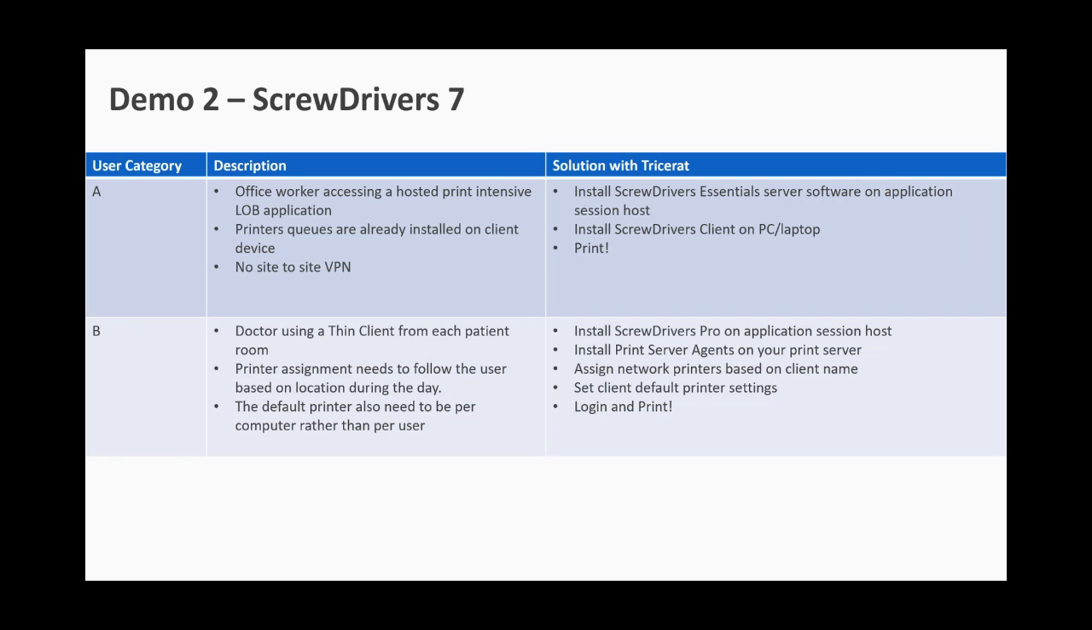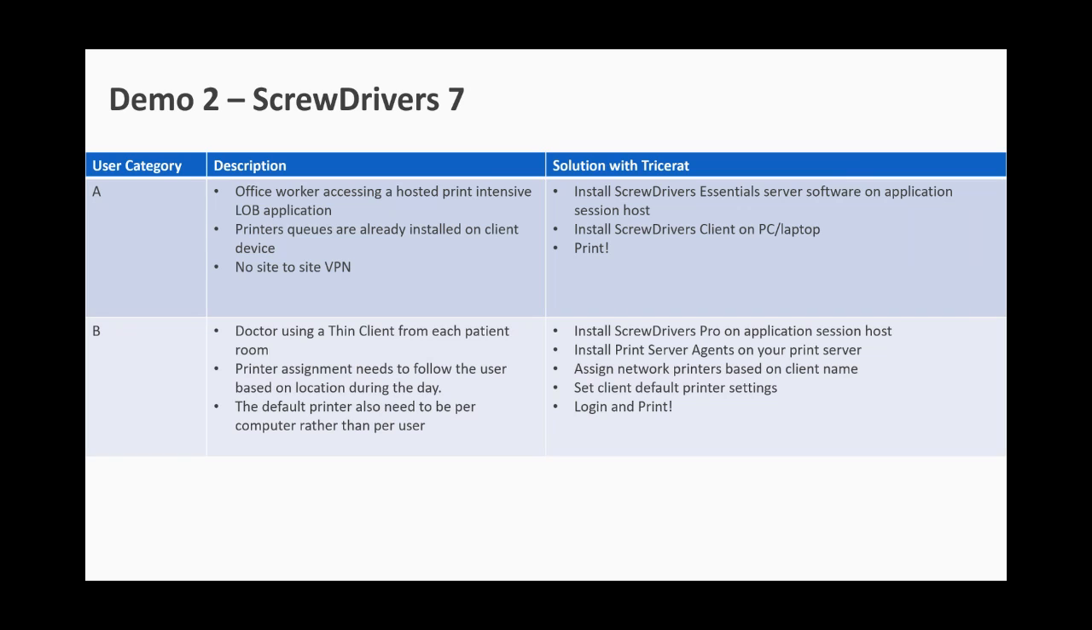We can do this with ScrewDrivers Pro or Enterprise. They both support print server printing and also location. You would install ScrewDrivers Pro on the session host. Windows Virtual Desktop already has Citrix, and then you would install a print server agent on your print server. You don't need to change anything on that print server. You just install the print server agent on it as it is, and you can use the existing queues. You don't need to change them or create new ones. Now we can assign network printers based on client name, for example.